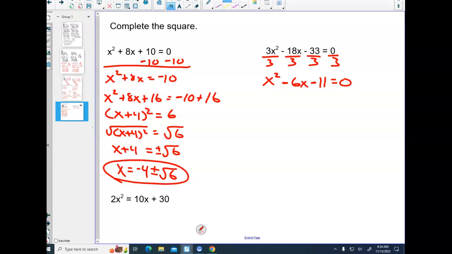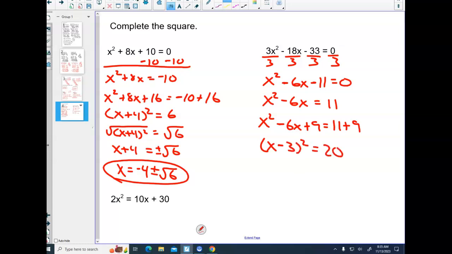But if you don't have a 1 in front of x squared, you cannot complete the square. So we've got to get to that 1 by dividing everything by the coefficient of x squared. Now, I'm going to add 11 on both sides. Half of negative 6 is negative 3. Negative 3 squared is 9. This factors to x minus 3 squared equals 20.